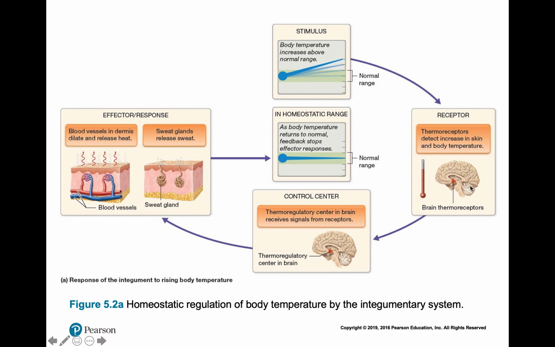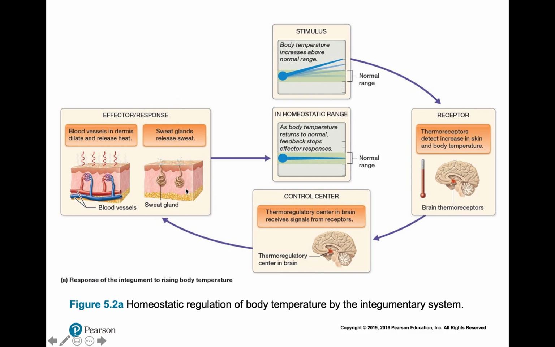And then that stimulus, an increase in body temperature, is received by thermoreceptors in the brain. That information is then sent to a control center called the hypothalamus. And that hypothalamus is a critical thermostat for our body. The hypothalamus is going to determine that our body temperature is above our normal range, and then it's going to send out information to the appropriate effectors to carry out the response.